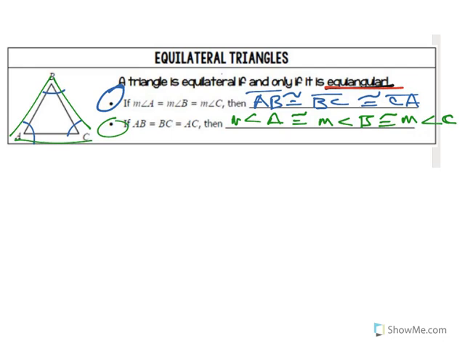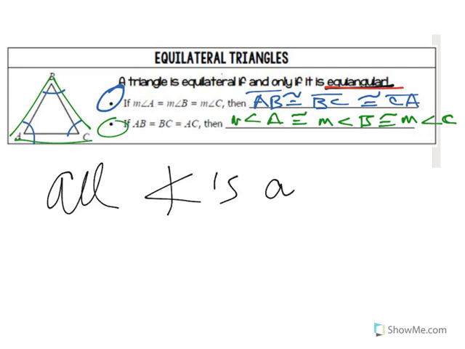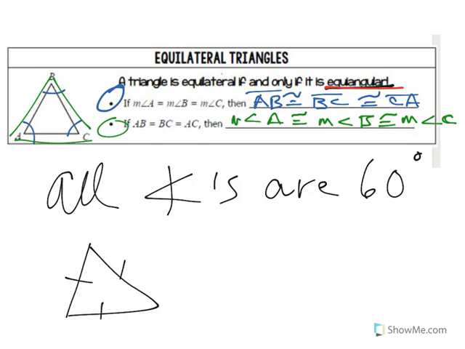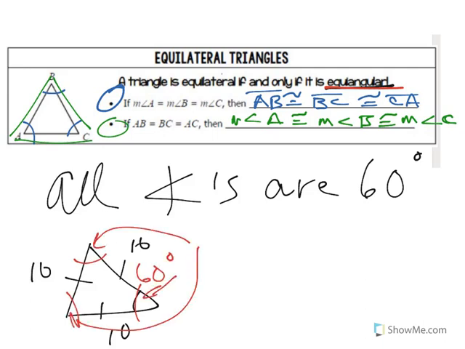The second is that all angles are 60 degrees always, no matter how long the side is. So if I have an equilateral triangle like this, where each side, let's say, is 10 here, these angles are all still 60 degrees. So here, here, and here. That makes sense because we have 180 degrees total in any triangle.